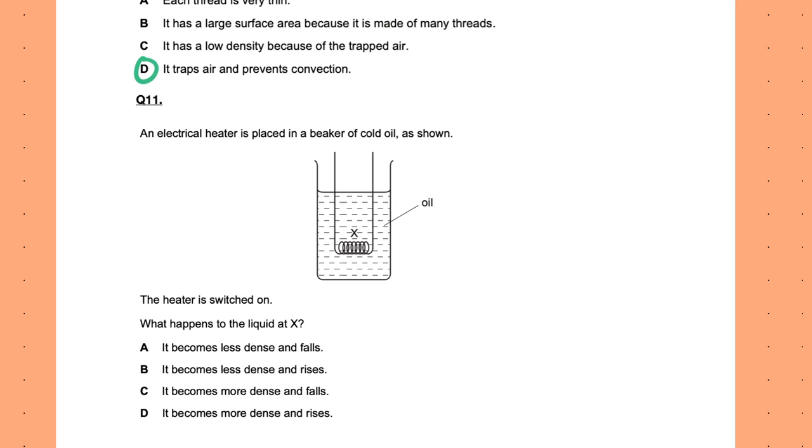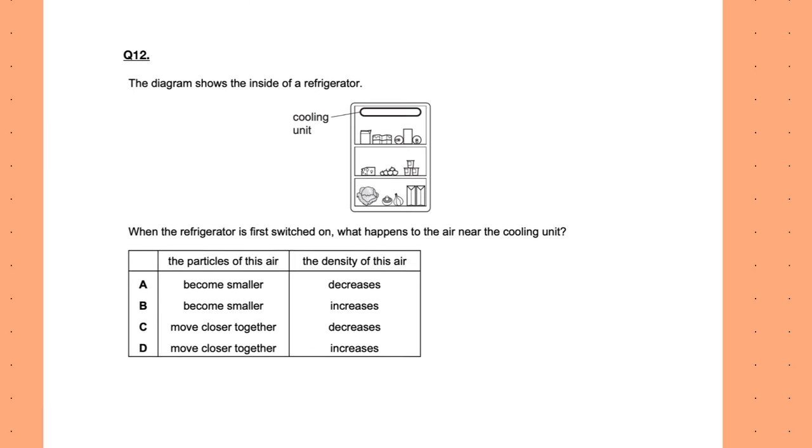11. An electrical heater is placed in a beaker of cold oil as shown. The heater is switched on. What happens to the liquid at X? So as this is heated, temperature is going to increase. Volume is also going to increase as the liquid expands. Density is going to decrease and it's going to rise. So density decreases, so it becomes less dense and rises. That's the answer here.